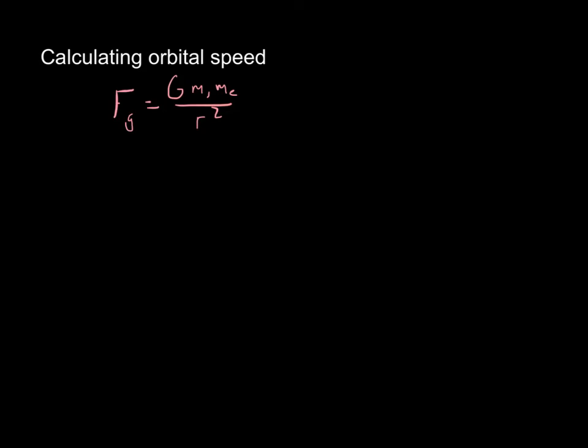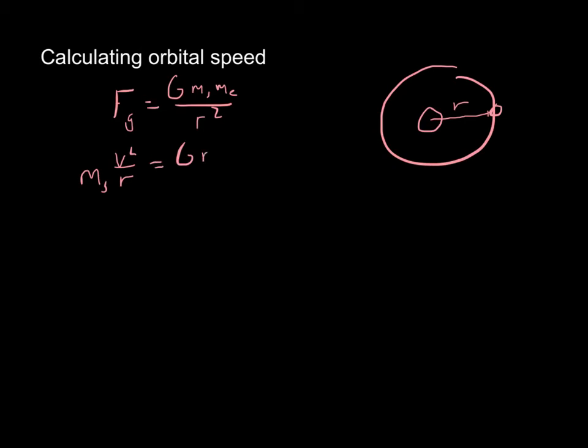And if we have Earth and then the satellite orbiting, there's our distance. Here's our satellite out here. It's orbiting in a circle, so that's circular motion. Well, what keeps it moving in a circle? Force of gravity does. So force of gravity is our centripetal force. So mass of satellite times v squared over r, there's our centripetal force, equals G, mass of satellite, mass of the Earth, over the distance between them squared.